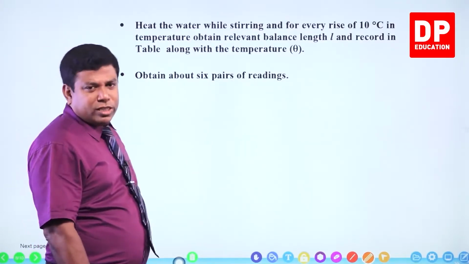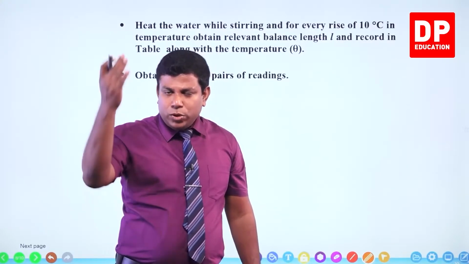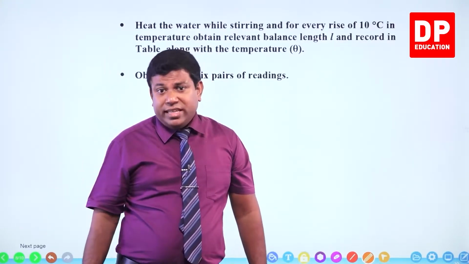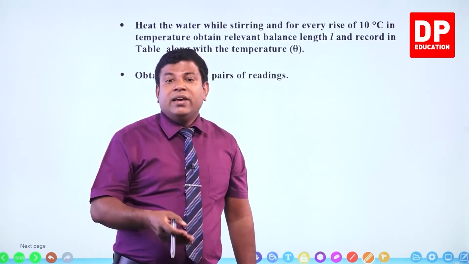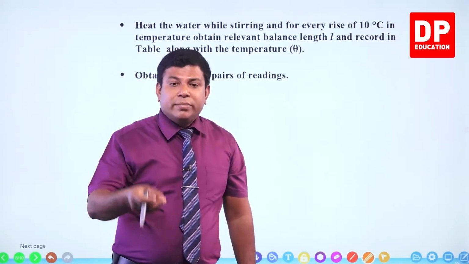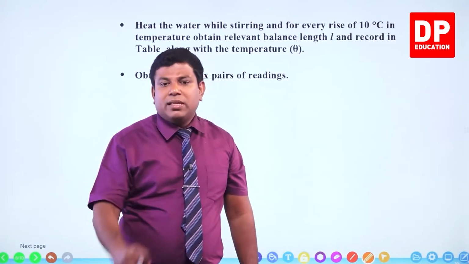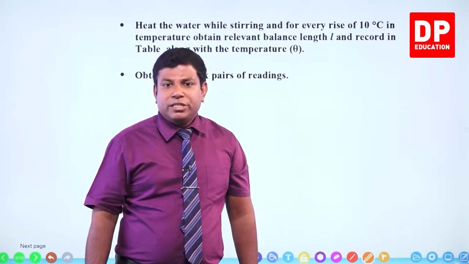Obtaining about 5 or 6 points of readings would be enough, and it's a straight line graph we expect. So you draw the straight line. It won't be through the origin, there is an intercept. From the straight line graph, you find the gradient, find the intercept, divide it, and that should give you alpha. Come, let's see the experiment and see how comfortable it is.